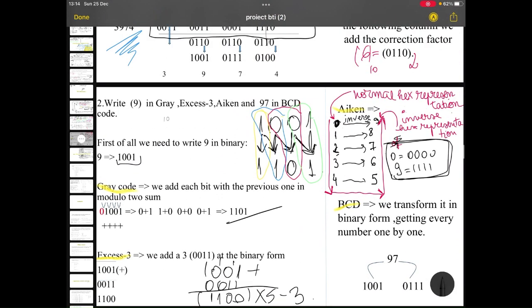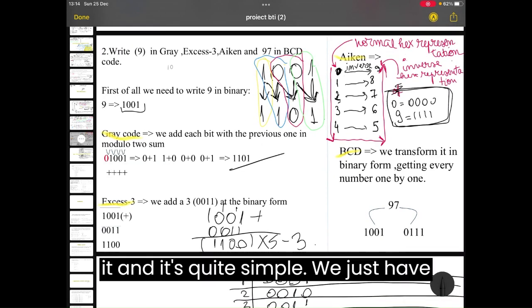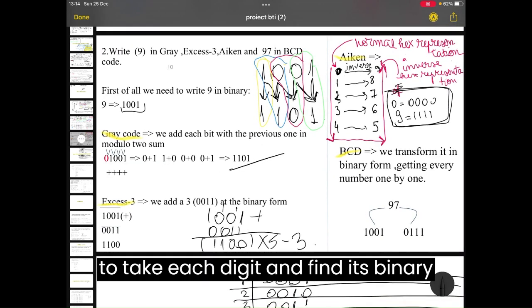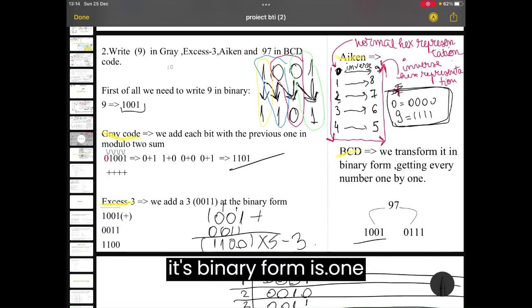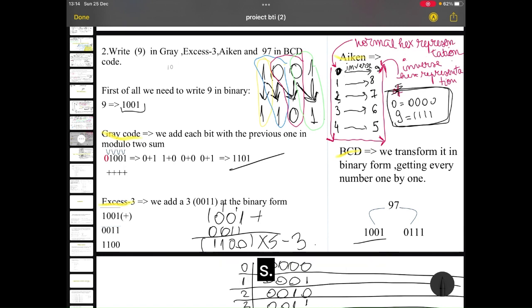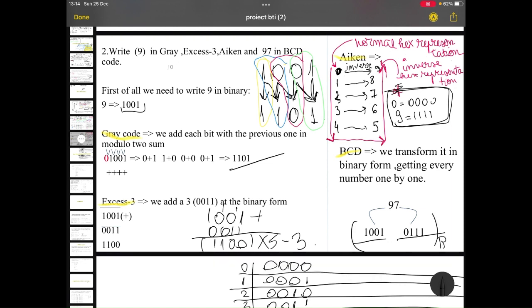In BCD, we have to write 97 in it. And it's quite simple, we just have to take each digit and find its binary form, then unite these two. So for 9, its binary form is 1001, and for 7, it's 0111, 3 ones. And getting this, we get the BCD representation of this number.